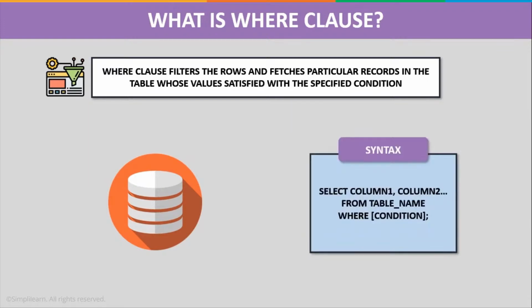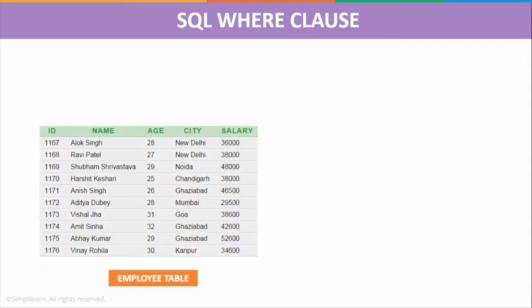Let us now understand the syntax. The syntax is simple and is followed as select column 1, column 2, so on from table name where condition. Let us now understand with an example. Consider the employee table here, which is having various columns such as ID, name, age, city, and salary.